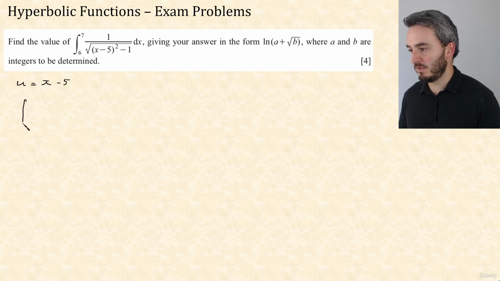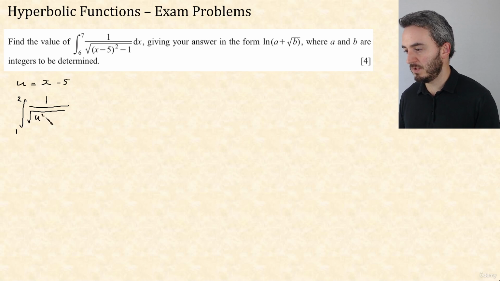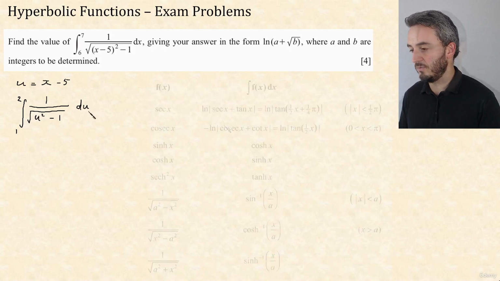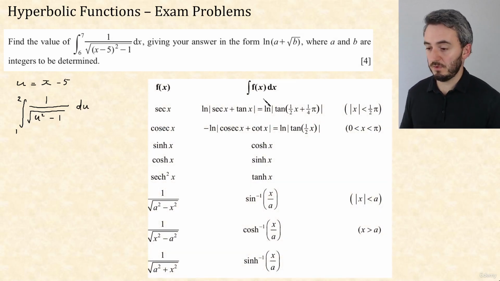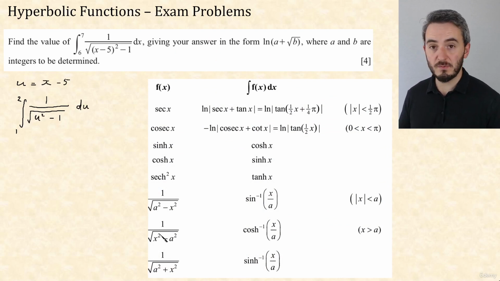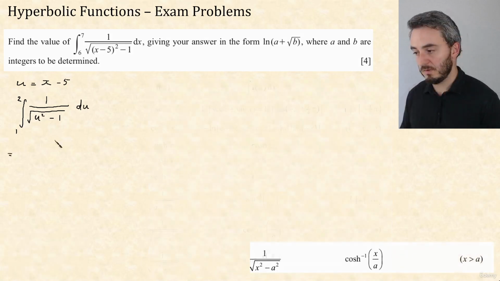That's going to convert the limits into 6 minus 5 and 7 minus 5, which is nice. And it's going to give us 1 over the square root of u squared minus 1. du equals dx, so we just have du. Now recall you get this stack of integrals in your formula book, and you'll notice that down here we have 1 over root x squared minus a number squared, and we've got things in that form. So it's going to be an arcosh integral.